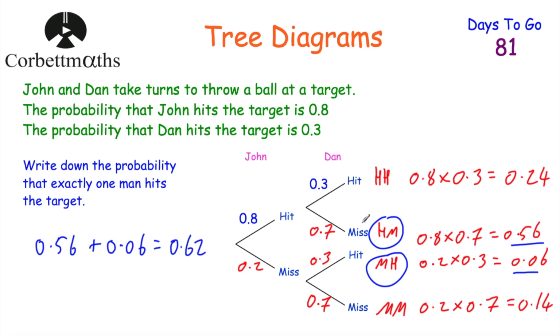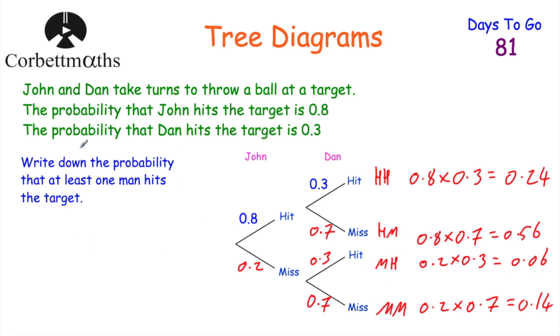And just to recap that, because it's either a hit and a miss or a miss and a hit, we just add those two probabilities together, and then that will give us our answer of 0.62. Okay, let's have a look at the last part of this question.